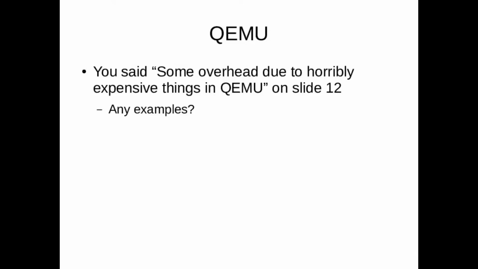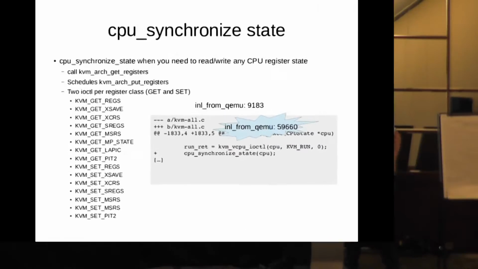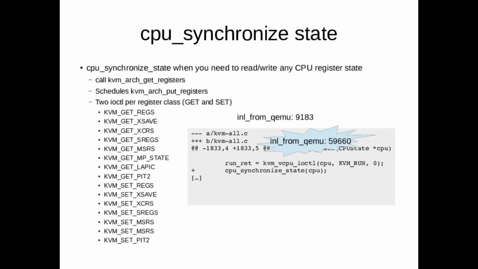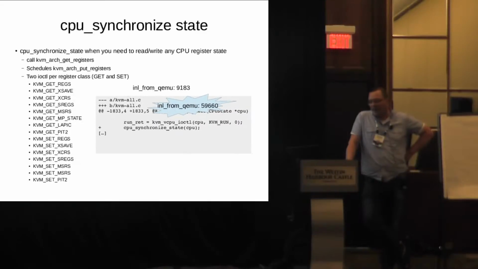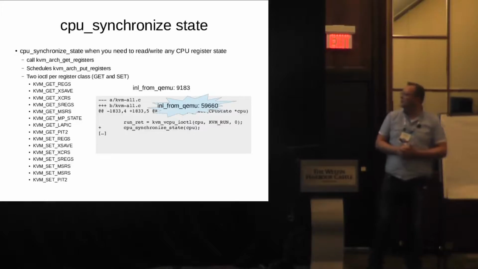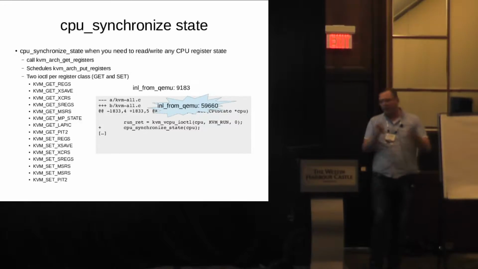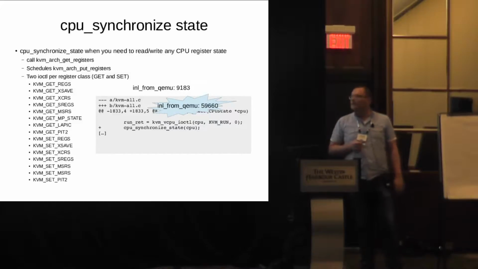Okay, I said there are some horribly expensive things in QEMU. Are there any examples? This is something that Stephen Rutherford mentioned in his call. He actually tried to get the content of registers in QEMU. So you usually do that with CPU synchronized state. And that calls an architecture function, which then usually calls I/O controls to get the general purpose registers, floating point registers, and whatnot. And that also schedules a put register before re-entering KVM.